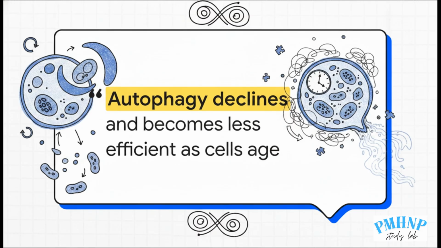The very mechanisms that allow our cells to adapt, survive, and recycle their own components slowly lose their efficiency over time, ultimately driving the biologic aging process we all experience. Which leaves us with a critical question for the future of medicine. If we can eventually learn to therapeutically control and prolong autophagy, could we one day hit pause on cellular aging entirely?